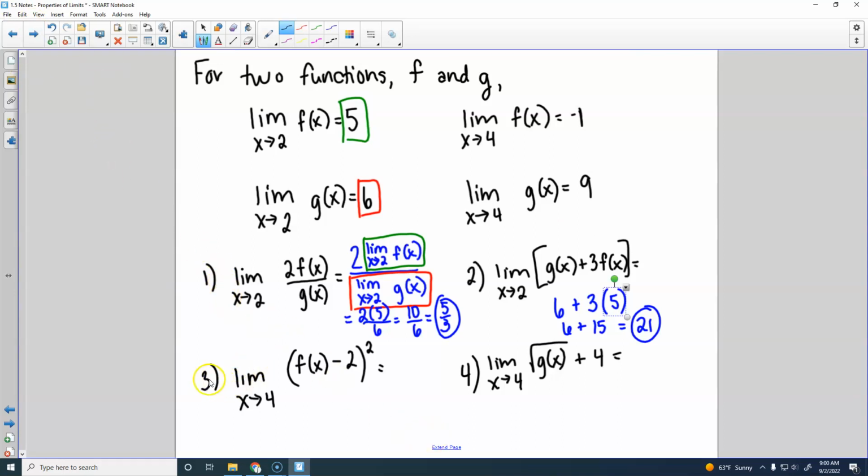All right, for number 3, I've got the limit as x approaches 4 of f of x minus 2, squared. So I can take the limit of this f of x minus the limit of the 2, but since that's just a coefficient, it will be 2. And then I can square it. So the limit as x approaches 4 of f of x is just going to be -1. So this is going to be -1 minus 2, squared. That will give me -3 squared, which will give me 9.